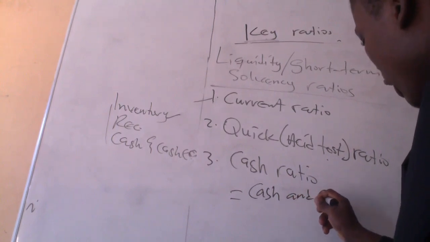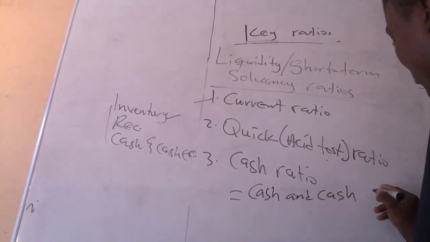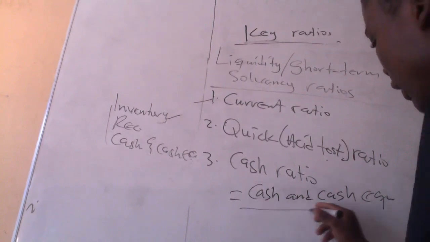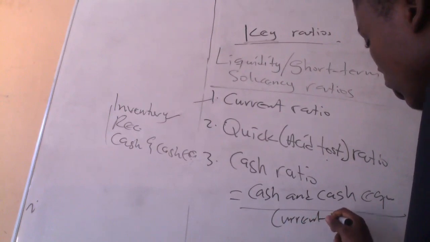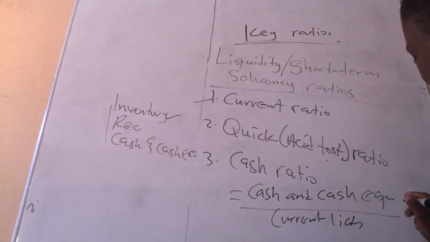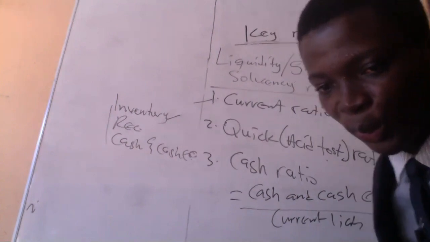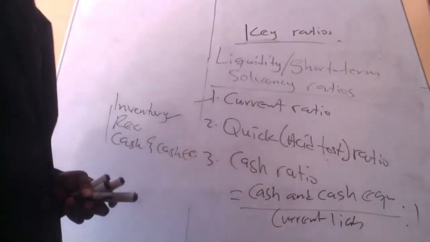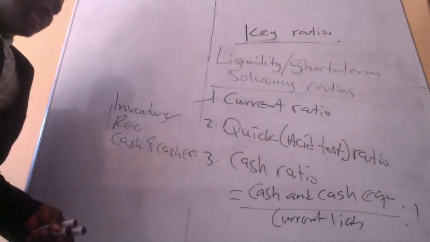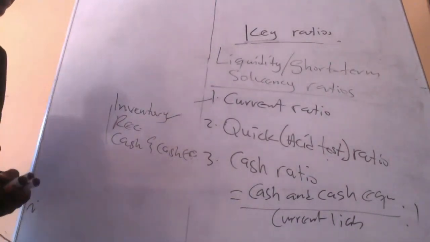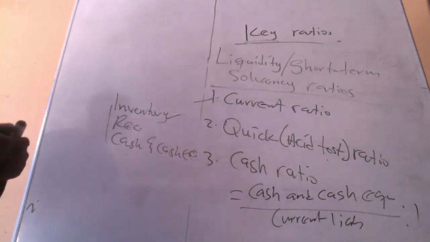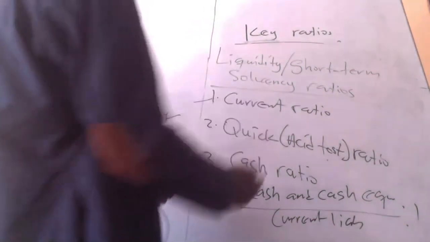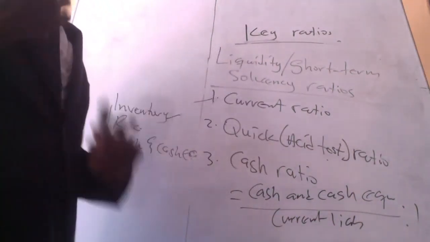So the formula will be cash and cash equivalents, all divided by your current liabilities. And don't forget, it is expressed as to 1. So take notes: cash and cash equivalents over your current liabilities is to 1. So these are the liquidity ratios. For all of them, the higher the better, and the reverse is true.